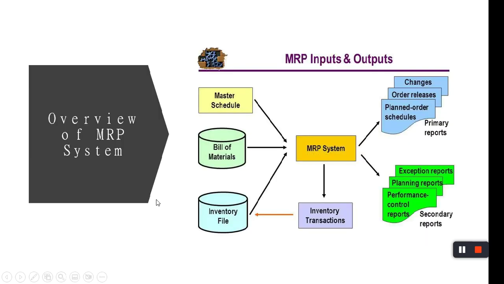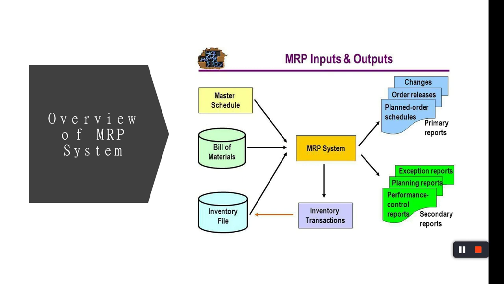So this is the overview of the MRP system. Again, the MRP system is like a software. The inputs to the MRP system are our master schedule or master production schedule. Again, what kind of information can we see in the master schedule? In the master schedule, we will see how many finished goods we are going to produce and when.